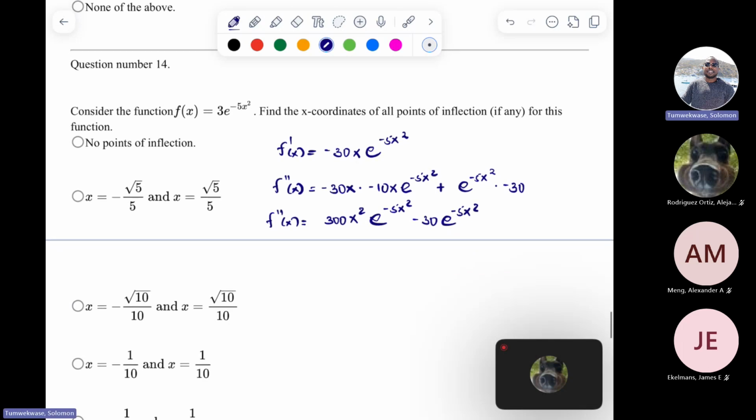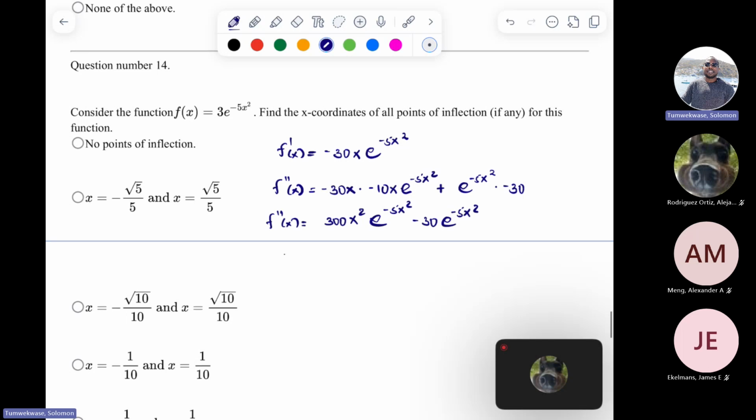Once again, this is defined everywhere. So we shall be interested in when this guy is equal to 0. And what does that mean? That means that I can say 30 e to the negative 5x squared into, this will be 10x squared, right? Then minus 1, not plus 1. This guy is equal to 0.